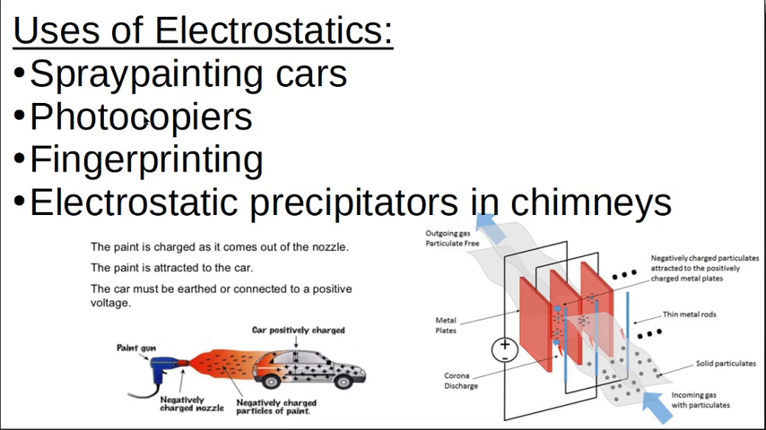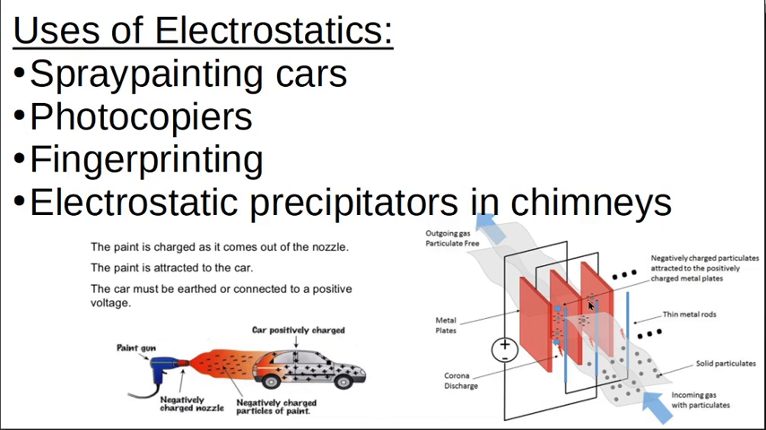Photocopiers work on a similar system, where the image gets charged, and there's actually powder in photocopiers that gets the charge and then sticks to the paper. Fingerprinting as well, the very fine powder dust is attracted to the fat in your fingers where you left your fingerprints. There's fatty bits and non-fatty bits that it sticks to because there's a charge on fats.